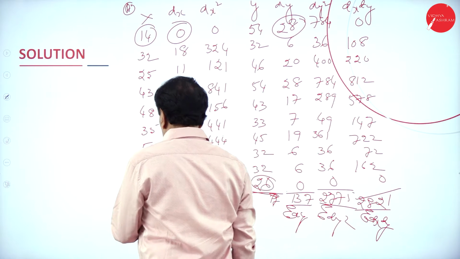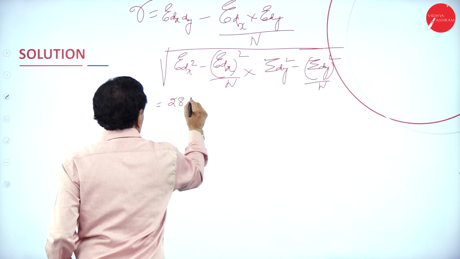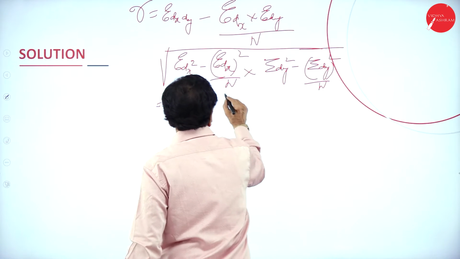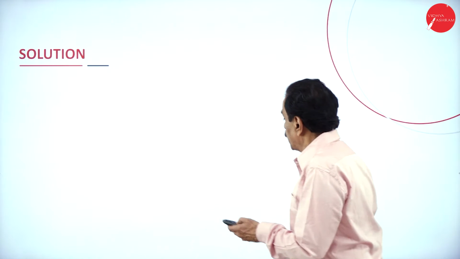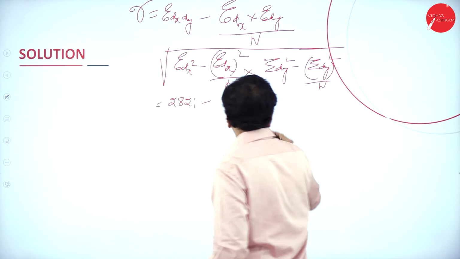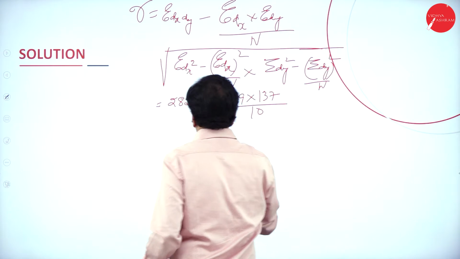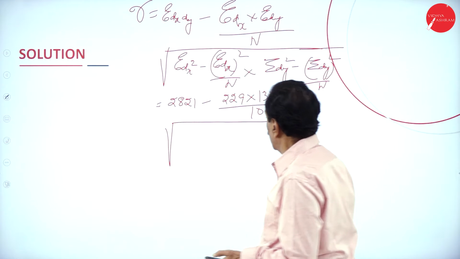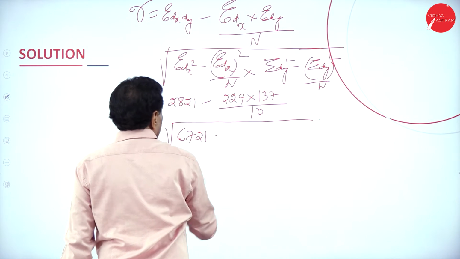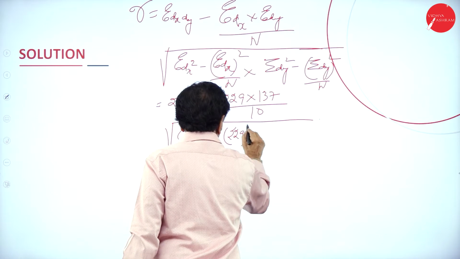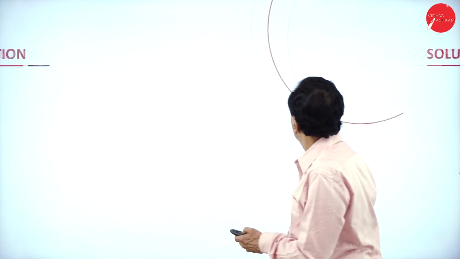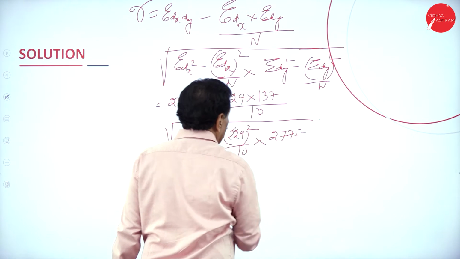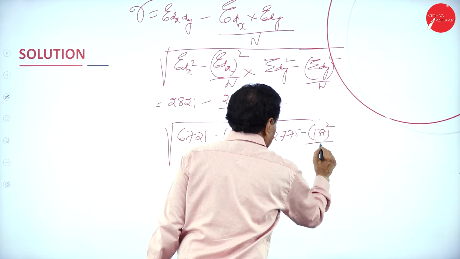Sigma dx dy is 2821 minus, what is your sigma dx? 229 into sigma dy 137 divided by 10, divided by root of sigma dx square 6721 minus 229 whole square divided by 10, into sigma dy square 2775 minus 137 whole square divided by 10.